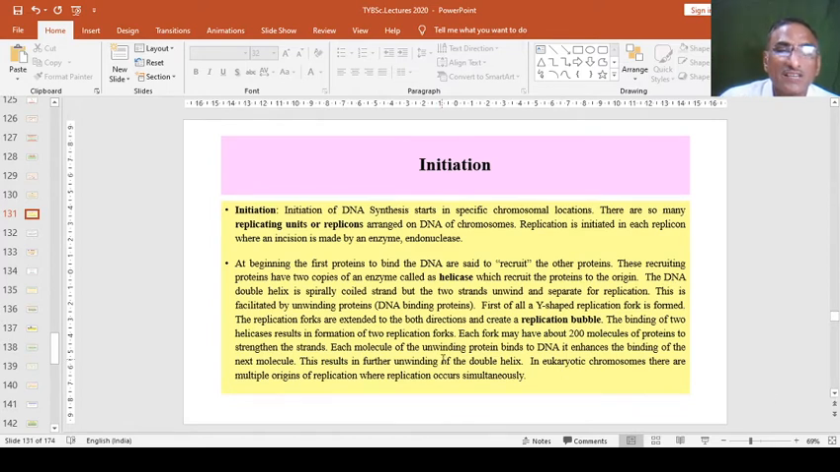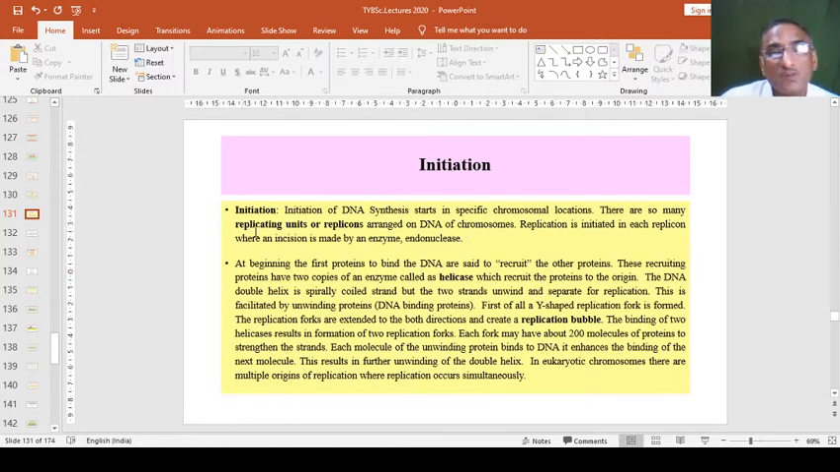Now, how does replication initiate, how does it start? The initiation of DNA synthesis starts at specific chromosomal locations. There are many replicating units, or replicons, arranged on the DNA of the chromosomes. Replication is initiated in each replicon where an incision is made by an enzyme, endonuclease.